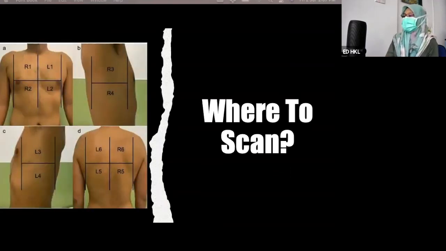Okay, so there are a lot of methods. Some studies or recommendations scan 16 sectors, for example Soldati's 16 sectors. Some use 14, some use 12. So the more sectors you scan, the more time you require. So we do it in 12 sectors. Okay, 2 anterior, 2 lateral, and 2 posterior, times 2 sides. So the maximum score will be 36, right? 3 times 12. Okay.